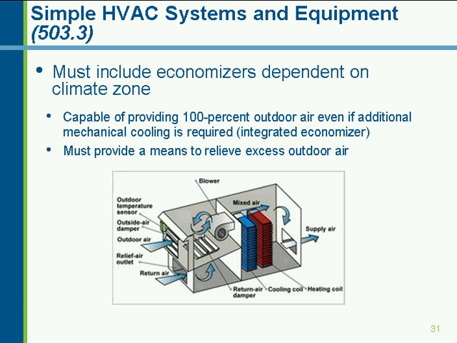All simple HVAC systems must include an airside economizer dependent on the climate zone. And that airside economizer must be capable of providing 100% outdoor air even if additional mechanical cooling is required to meet the load, and that's generally referred to as an integrated economizer. In addition, means must be provided to relieve the excess outdoor air when the economizer is functioning.